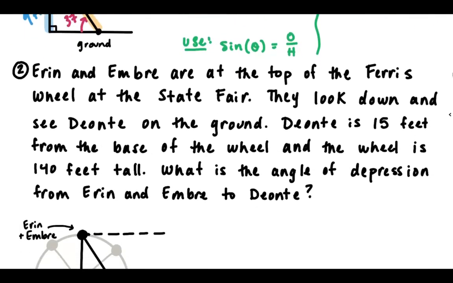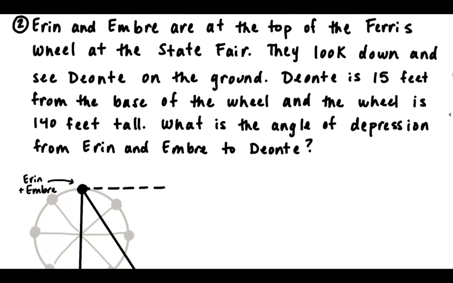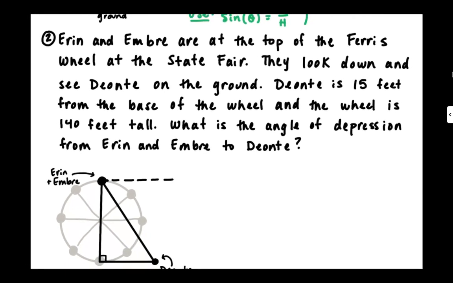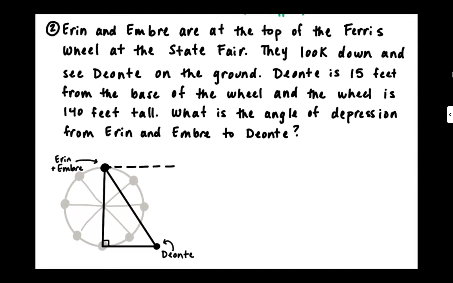Now we're going to go down to number 2, and we're going to do the same thing. This is kind of the hard one. This is the one that's a little bit different from the examples I was doing on Tuesday and Wednesday. But we're going to approach it the same way. So let's start by labeling our diagram. Aaron and Embry are at the top of the Ferris wheel of the State Fair. So here they are up here. They look down and see Deontay on the ground. Deontay is 15 feet from the base of the wheel. So there's our first piece of information.